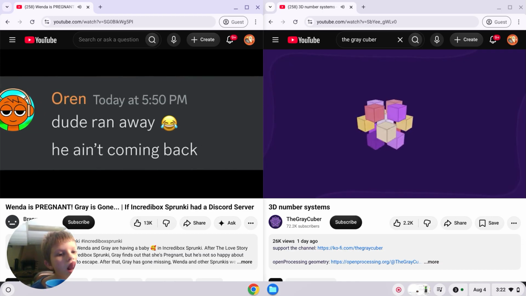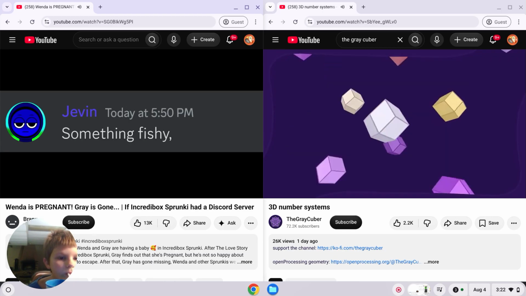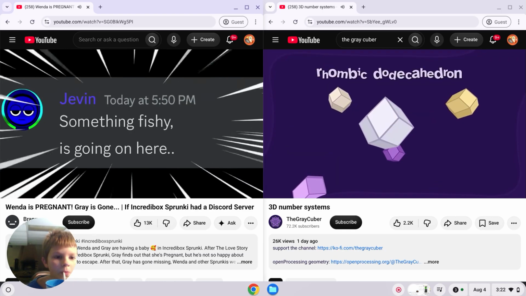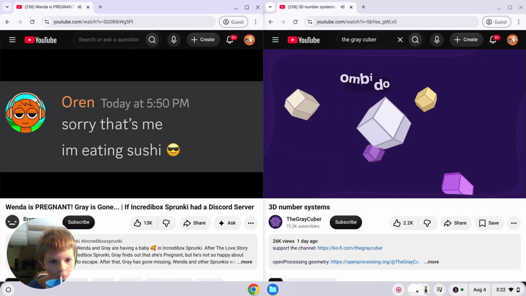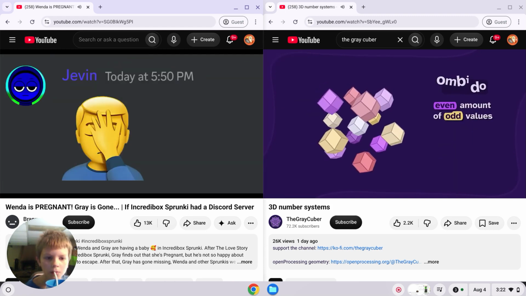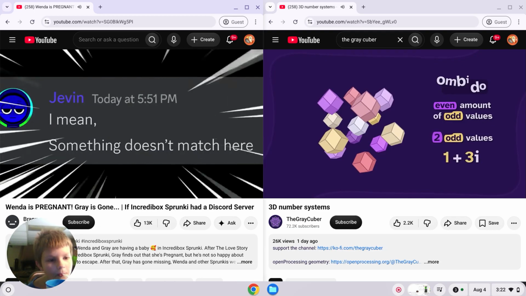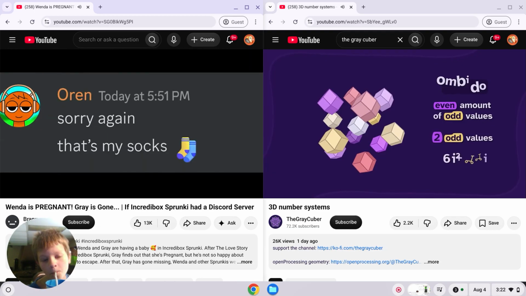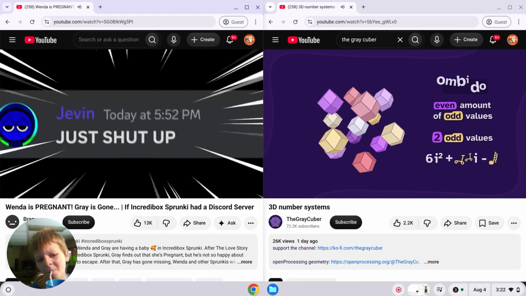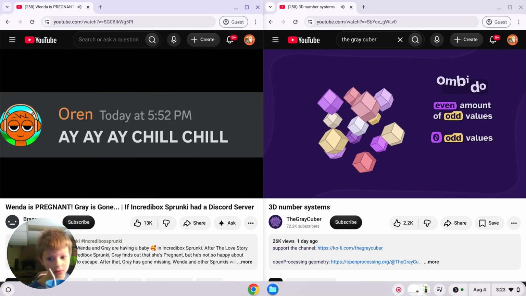If we make a 3D checkerboard, then the space is filled by these shapes. This is a rhombic dodecahedron, or rhombido for short. These rhombido are defined as having an even amount of odd values. So maybe they have 2 odd values, like 1 plus 3i, or 6i squared plus i minus i. Or instead, they could have 0 odd values.